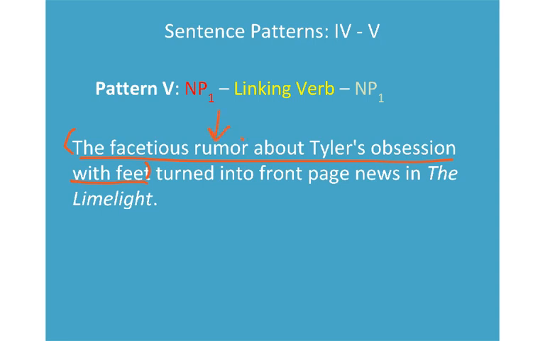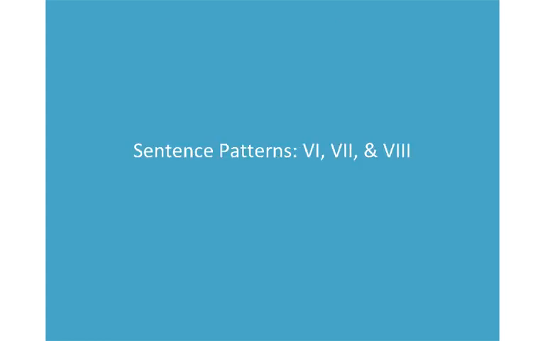The rumor here is the main noun, and everything else is describing it. My article, the, my adjective giving me more information about the rumor, and then about Tyler's obsession with feet is our adjective clause giving me more information about the rumor again. Turned into, and then front page news in the limelight is my noun phrase. Front page news, again, news being our basic noun there, but the whole thing is just saying that this is another noun.